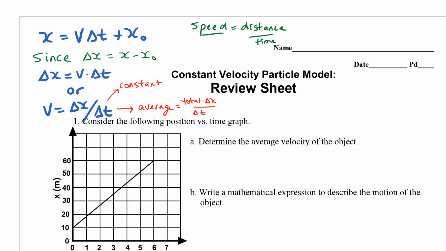All right, here is the constant velocity particle model review sheet, and you'll notice I've marked a few things up. Just kind of a basic mathematical description of our model so far. So if you were to say, what is our model in a nutshell, it would be right here. That would be the mathematical model that we developed from our initial lab, where the position at any time is equal to the velocity multiplied by how much time went by.